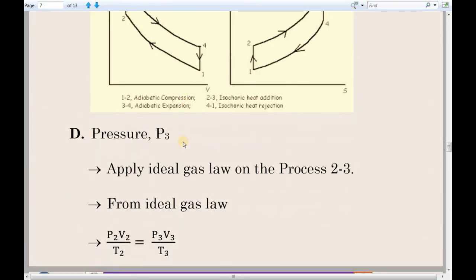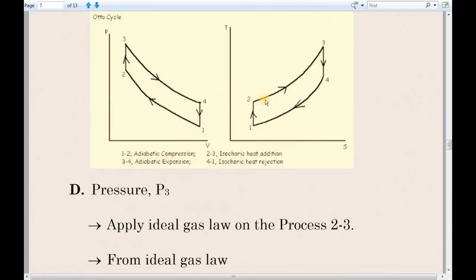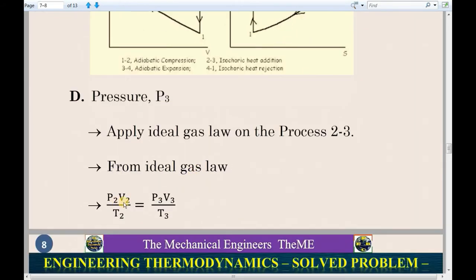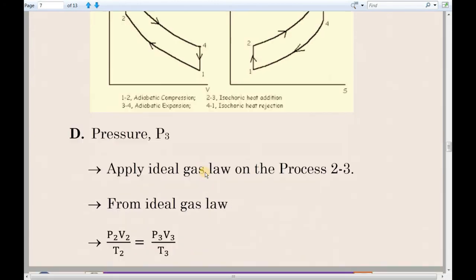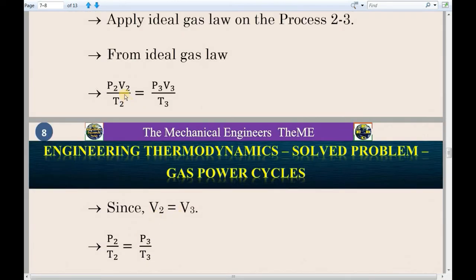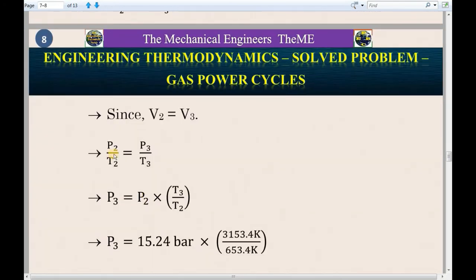Now we will find the value of P3. For finding the value of P3, apply ideal gas law on the process 2 to 3. We get P2V2 divided by T2 is equal to P3V3 divided by T3. We know that process 2 to 3 is a constant volume process, which means V2 is equal to V3. Therefore, the V2 in the LHS and V3 in the RHS will get cancelled. So the next step will be P2 by T2 is equal to P3 by T3. Now move this T3 to the LHS. We get P3 is equal to P2 into T3 by T2. In this formula, we know the values of P2, T3 and T2. So just substitute the values.